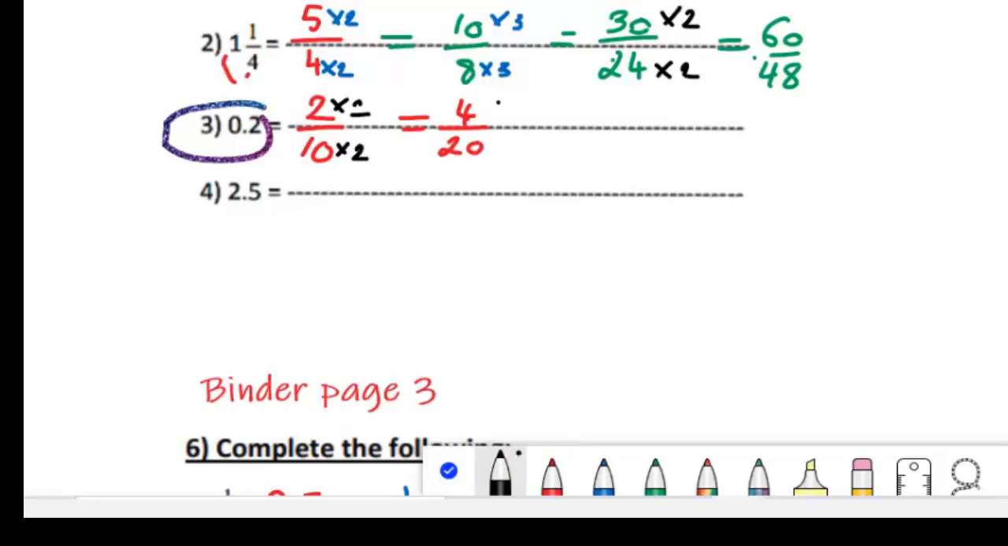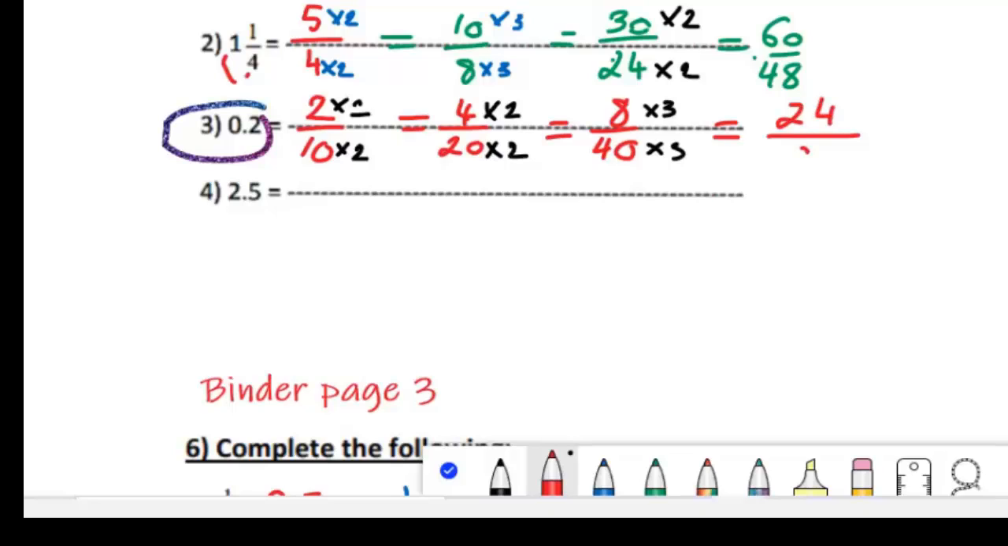Let's now go again and multiply times 2 and times 2. And I'm going to have now 8 over 40. What about the third fraction? For the third fraction, let's, for example, multiply by 3 and multiply by 3. And my new fraction is going to be 24 over 120.